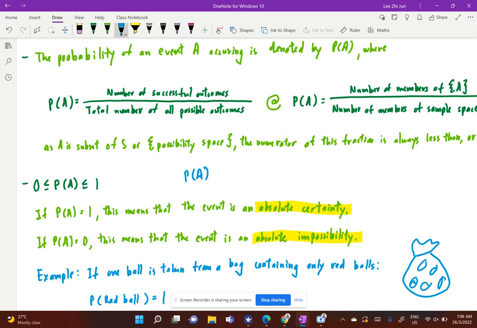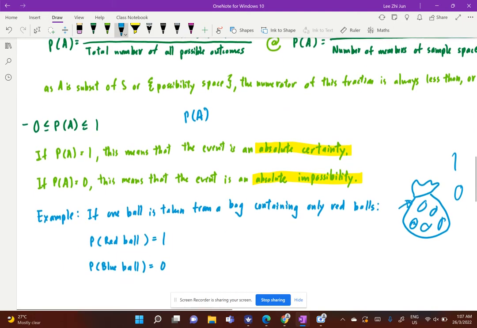So the possibility of taking one red ball from all red balls will be 1. If I want to take blue balls, there are no blue balls, even though the pen is blue, but consider it as red first. I need to take a blue ball, but there's no blue ball, so the possibility is 0. Just like this.